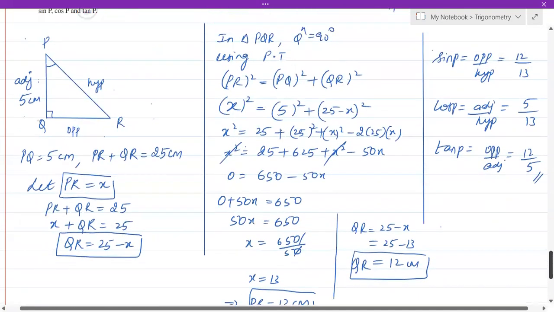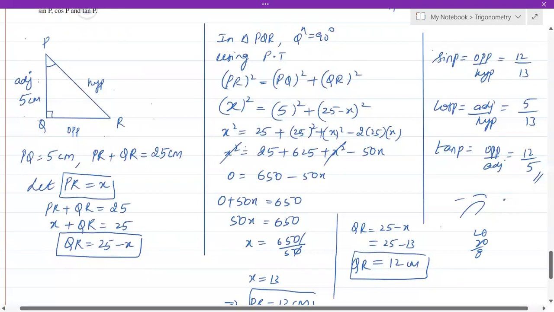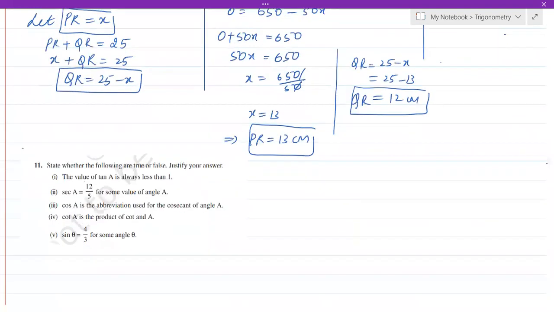See, in the last question, what we found is tan P is 12 by 5. If you divide 12 by 5, you get what? 2.4, isn't it? 5 2s are 10, decimal, 0, 20. You're getting 2.4. In the last question itself, we got the value of tan as 12 by 5, which is greater than 1. So the statement that the value of tan A is always less than 1 is not possible. It is false.